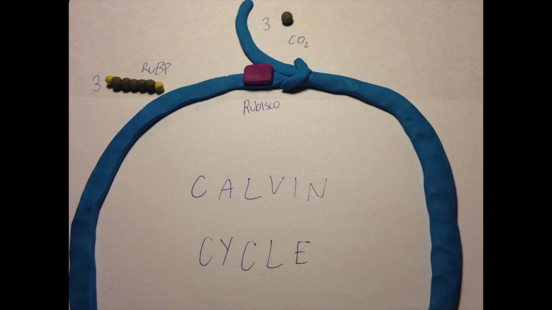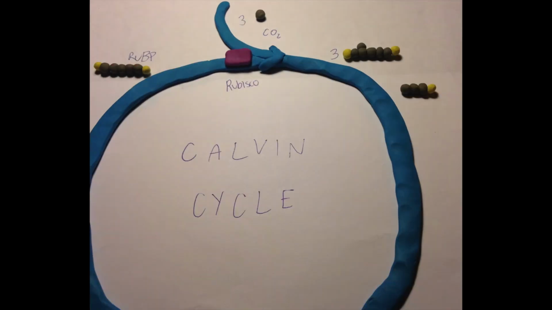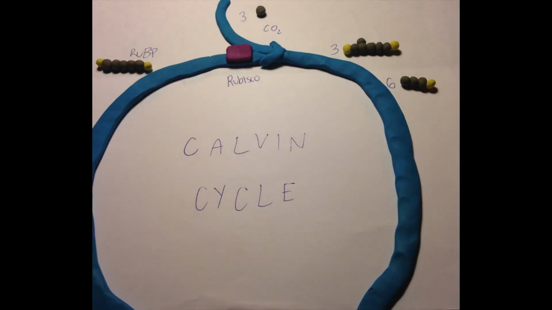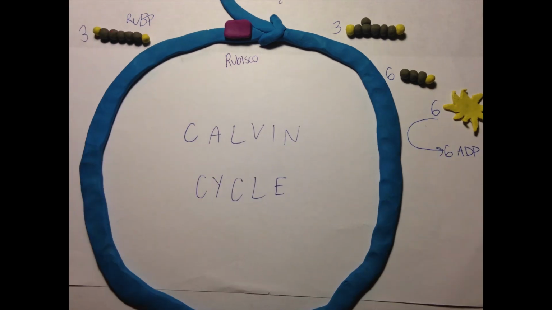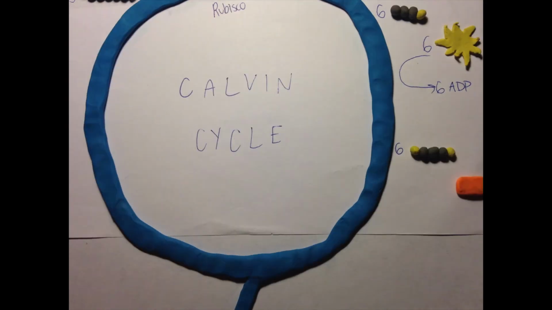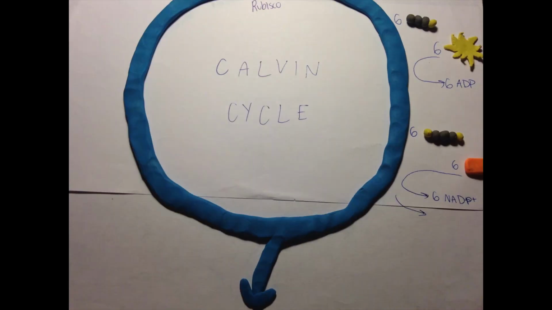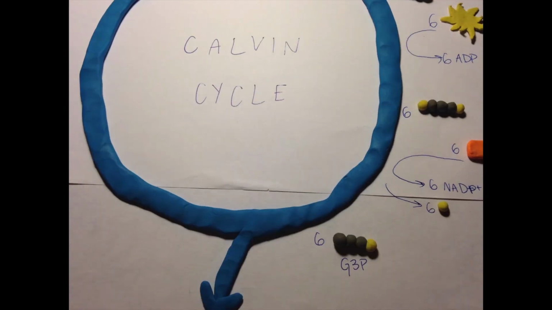The gray represents carbon and the yellow represents phosphate groups. The new 6-carbon structure is very short-lived and separates into 2 3-carbon structures. Then, ATP phosphorylates these 3-carbon structures to now have 2 phosphate groups. NADPH then removes these phosphate groups to form an extremely important 3-carbon structure called G3P.